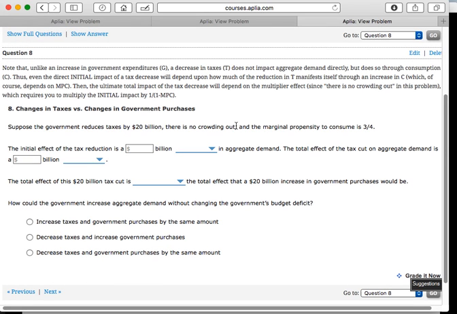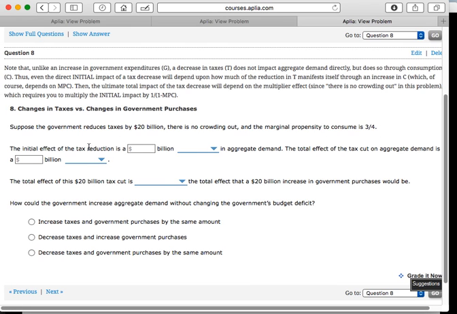There's no crowding out. Good, we can forget about crowding out. And the marginal propensity to consume is 3/4. Well, the initial effect of the tax reduction is a blank $1 billion increase or decrease in, well, clearly it's going to be an increase in aggregate demand, right? They cut taxes, so that's going to increase aggregate demand. They're not talking about cutting government spending. Notice they're just cutting taxes, right? So government spending is staying the same, but they've cut taxes, which is going to increase consumption.